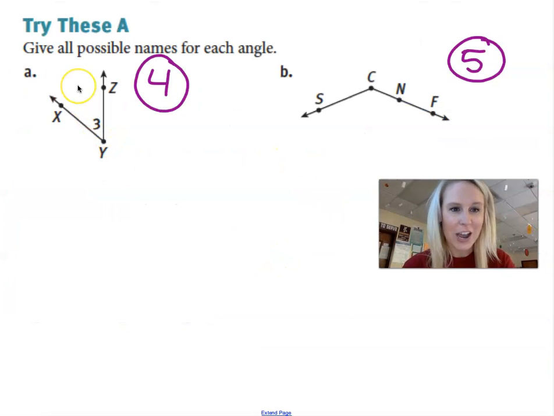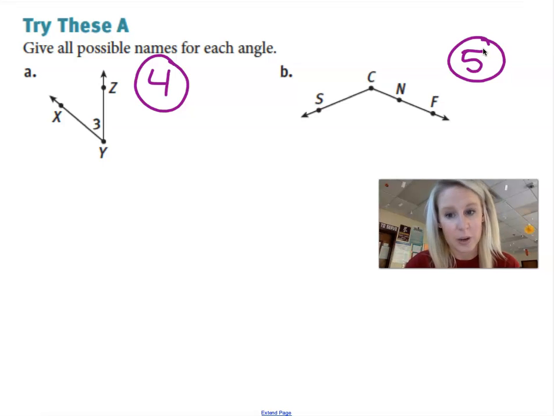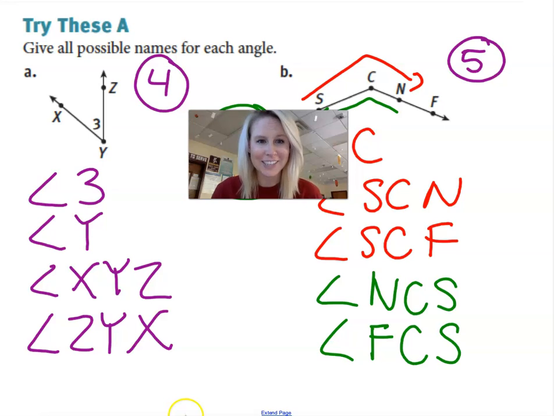All right, so let's practice. I want you guys to try part A and part B. Give me all the possible names for each angle, and I gave you a hint. There are 4 ways to name the angle in part A, and then there's 5 ways to name angle B. Okay, so go ahead and press pause and see if you can give me all the possible names for the angle.